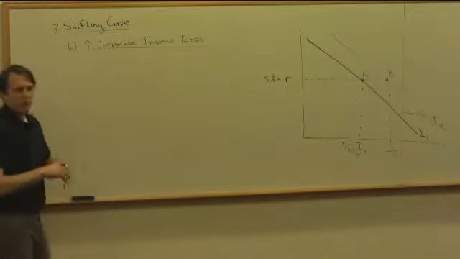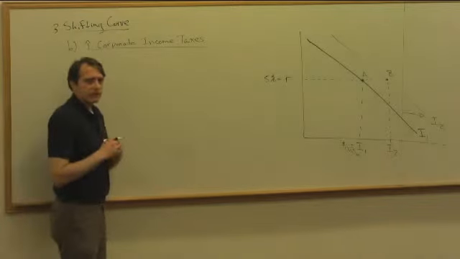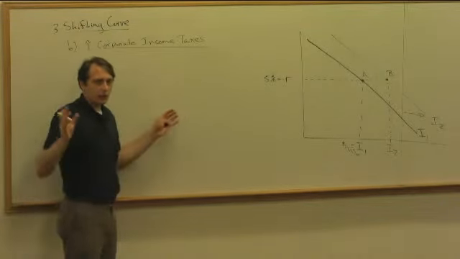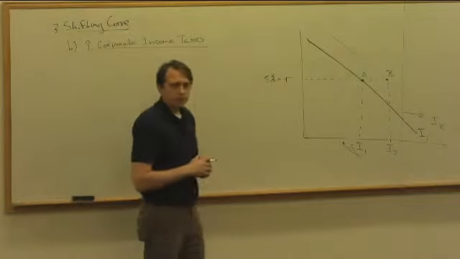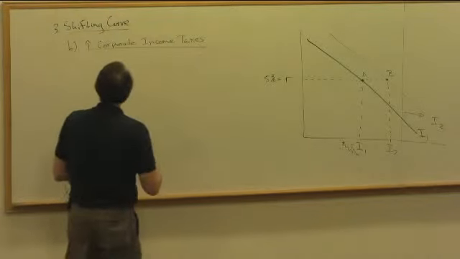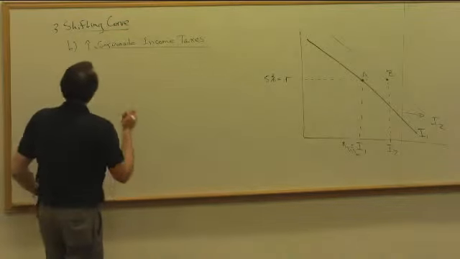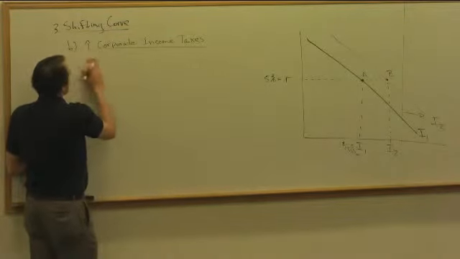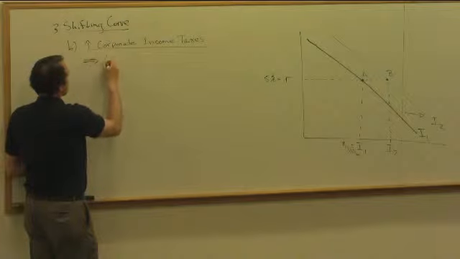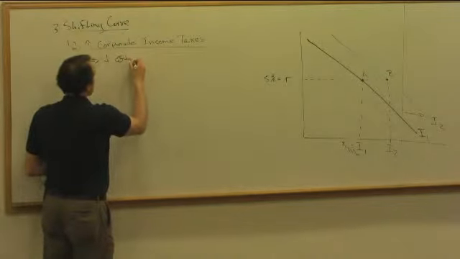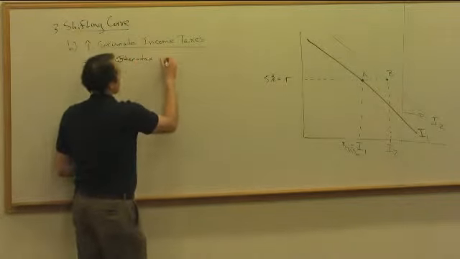All right, and we won't worry about the details of it. Let's just say it's an increase in corporate income taxes across the board, so you're not taxing any one particular group of firms or anything like that. It's just a general increase in corporate income taxes. So if you increase corporate income taxes, that's going to decrease the after-tax profits from investment.